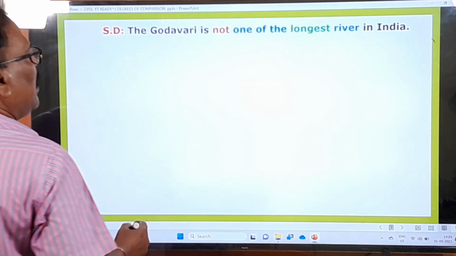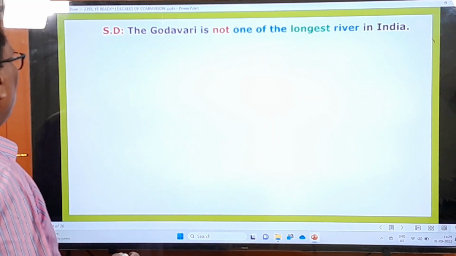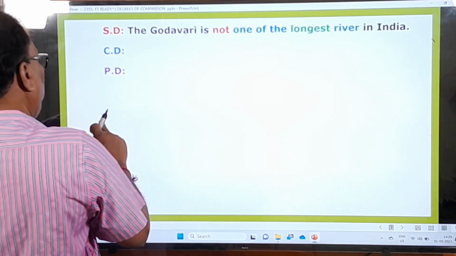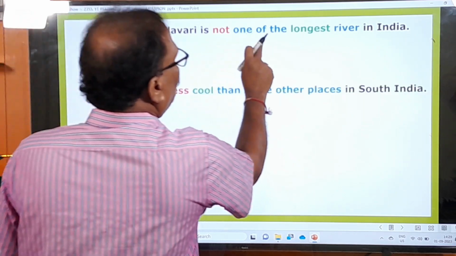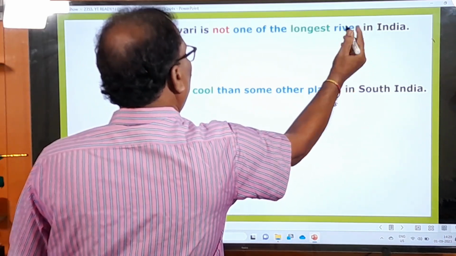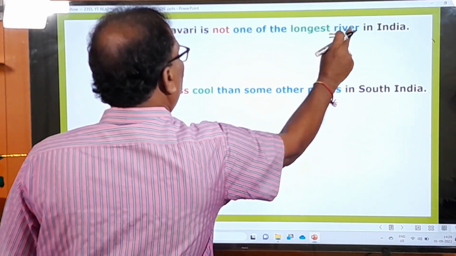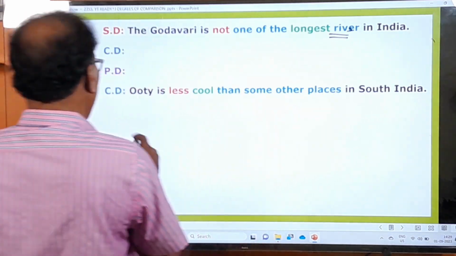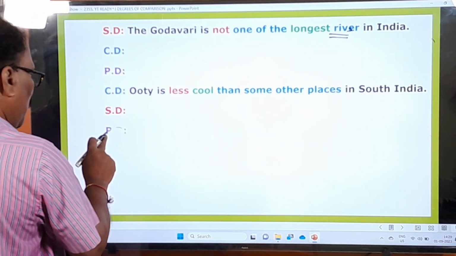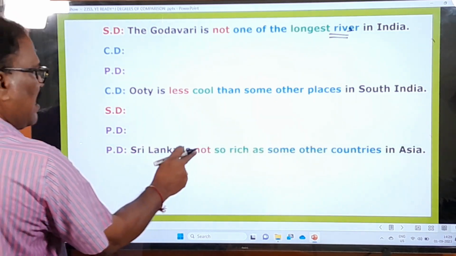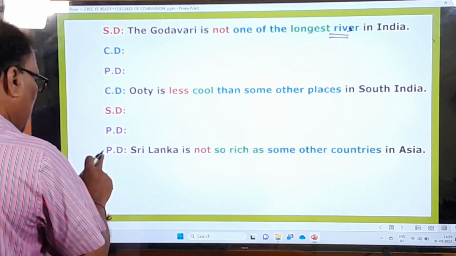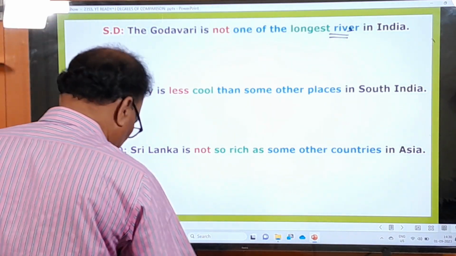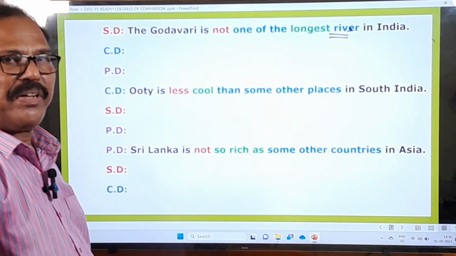So here are given some sentences for your homework. This is given in the superlative degree, change it to comparative and positive. The Godavari is not one of the longest rivers. Sorry, this should be plural, longest rivers in India. And Ooty is less cool than some other places in South India. You have to change this into superlative degree, then into positive degree. One more example is given. Sri Lanka is not so rich as some other countries in Asia. Change this positive degree into superlative degree, and comparative degree.